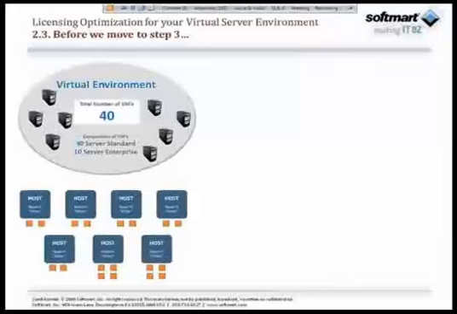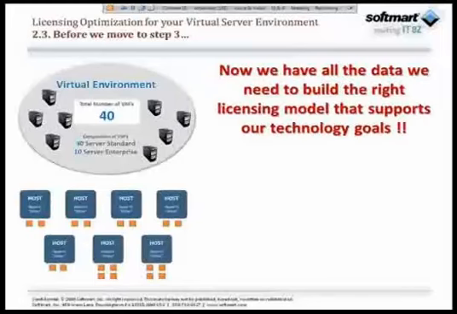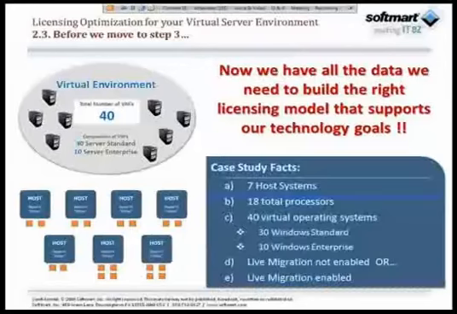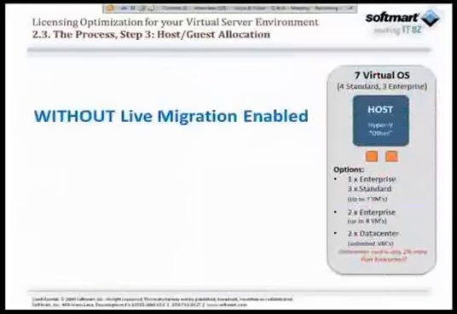we have this diagram here, right? This is the diagram that we've drawn based on the first 2 steps. Right now we have all of the data that we need to build the right licensing model that's going to support our technology goals. We know we have 7 hosts. We know we have 18 total processors. We know we have 40 virtual operating systems, and we know the breakdown of those operating systems. We know that live migration may or may not be enabled, and we're going to look at that both ways. Okay, this is going to be our diagram. So let's look at it first without live migration.